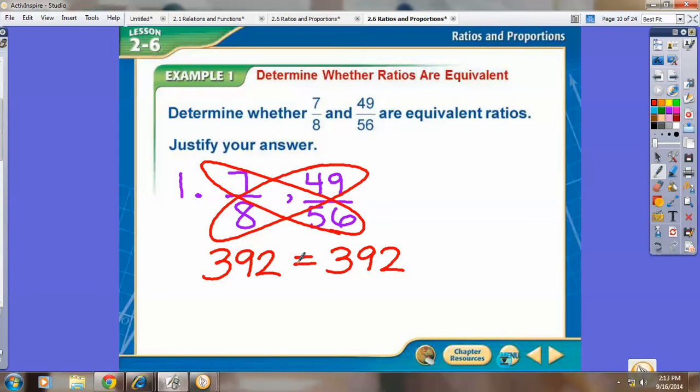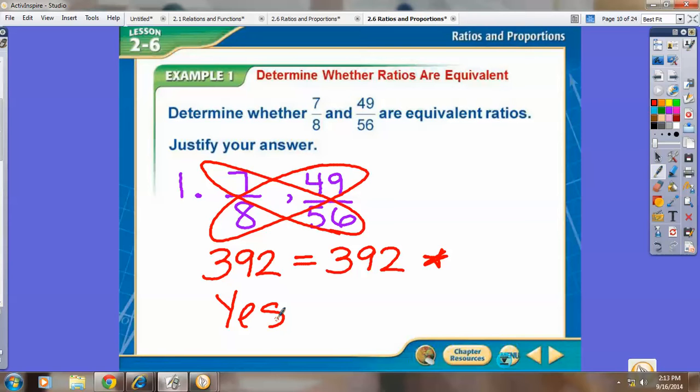We call this either cross product. Sometimes they're called multiplying the means and the extremes. These two are equivalent. Now in the directions it says to justify your answer. This right here is the justification. Showing this step is necessary. I don't want you just to say yes or no, but I want you also to justify. Now I am going to state yes that they are equivalent. My justification, the 392 equals 392, that's telling you that you multiplied the means and the extremes or did the cross product.